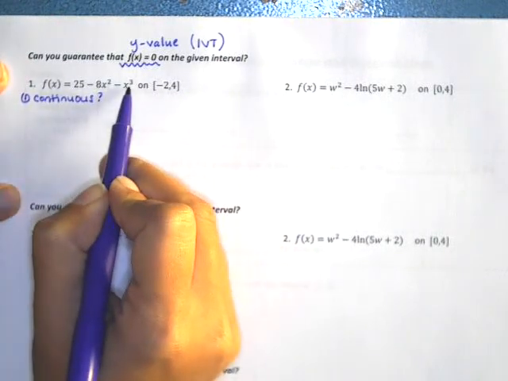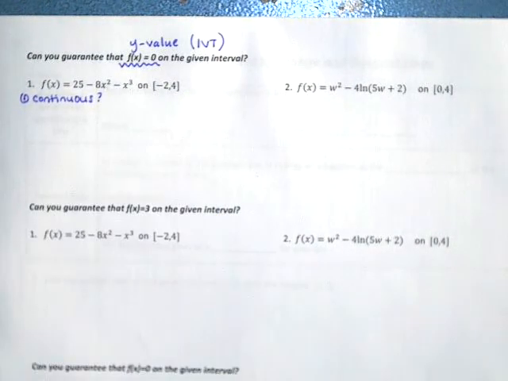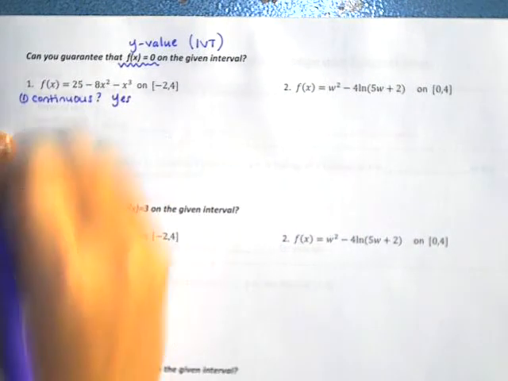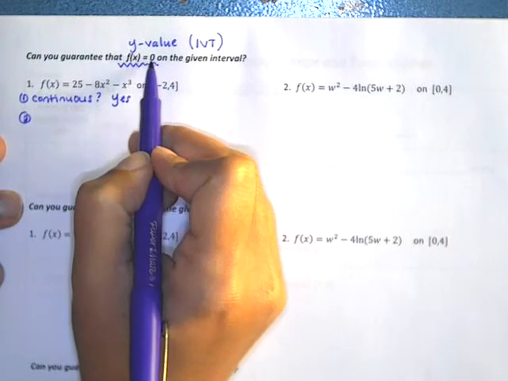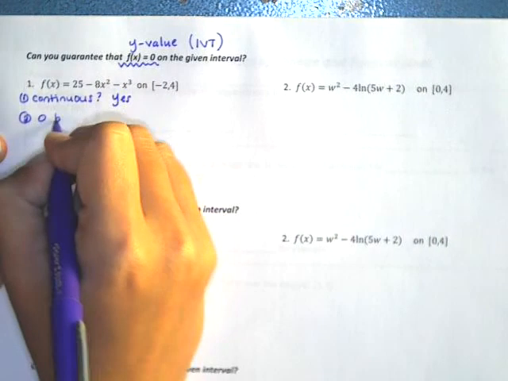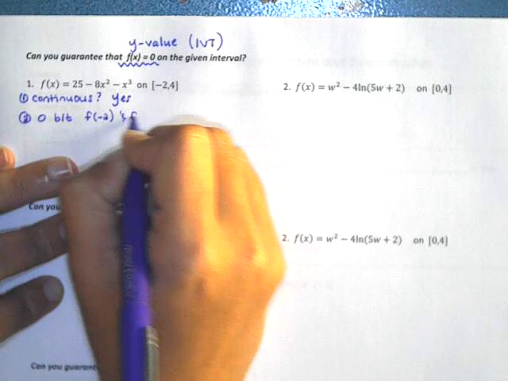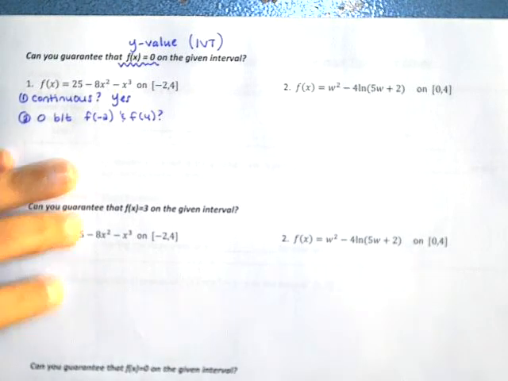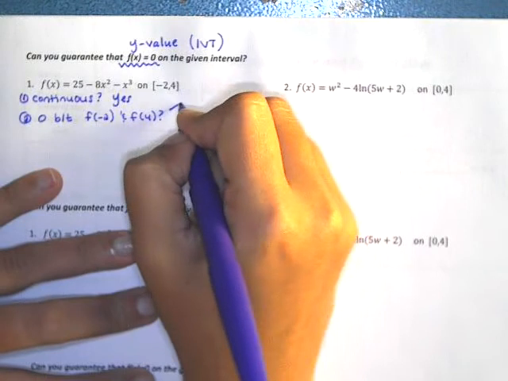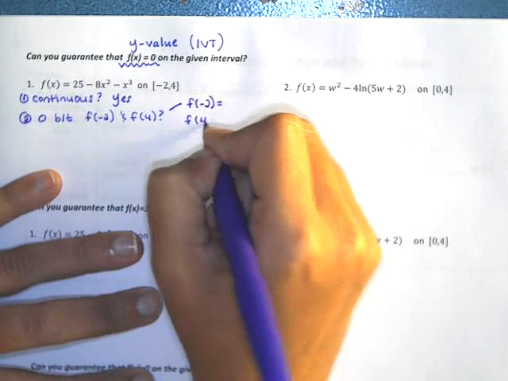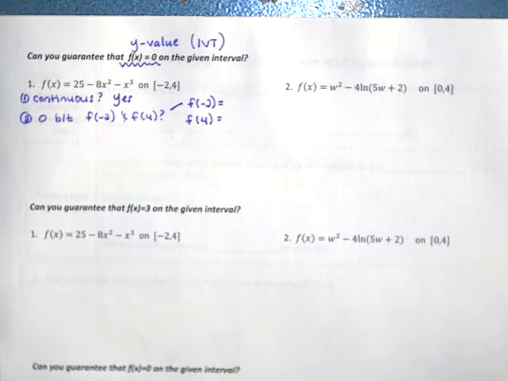Well, this is a polynomial. It's an x cubed graph, which means there are no discontinuities. We don't have a rational function. We don't have a piecewise function. There's no asymptotes. We're good. So yes, we are continuous. The second question is, is 0 between f of -2 and f of 4? So in order to figure that out, we're going to have to calculate f of -2 and f of 4 and see if 0 is in between those two numbers.